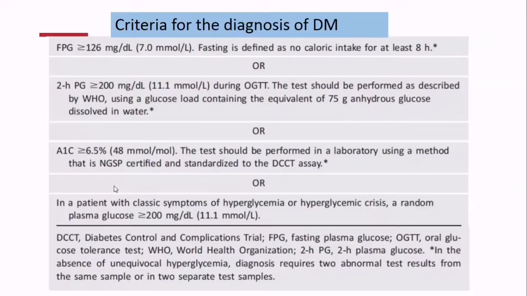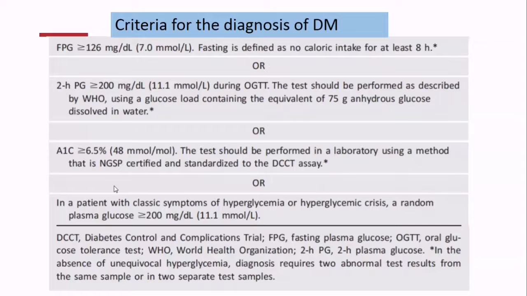And what is the international criteria, the American Diabetes Association criteria, for the diagnosis of diabetes mellitus? I told you fasting plasma glucose should be more than 126 milligrams per deciliter or 7 millimoles per liter. What is this 7 millimoles? These are the SI units. So what is fasting? Fasting is defined as no caloric intake for at least 8 hours. So this is one criterion.